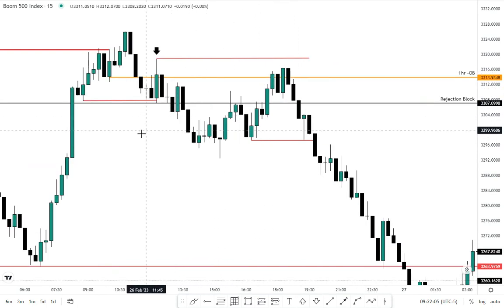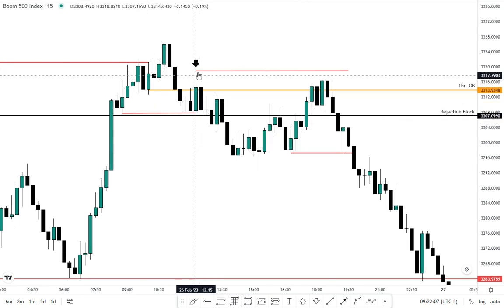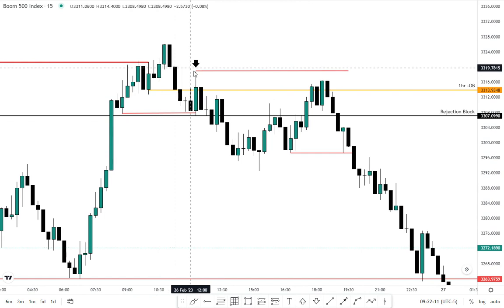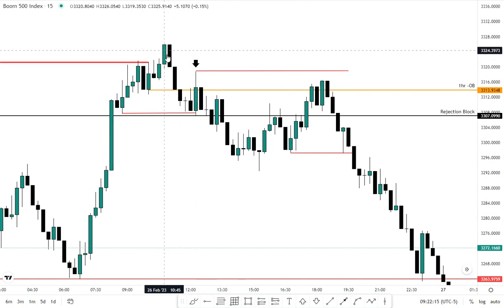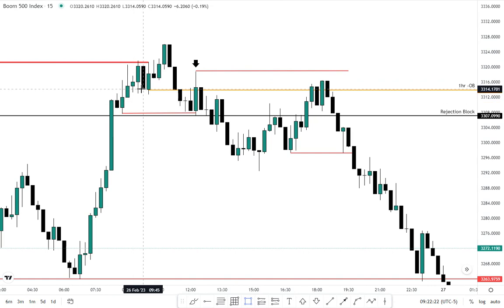But right on this level here, why did this intermediate term high form and stop exactly where it stopped here? Why didn't it trade back all the way to this 15 minute bearish order block? Here's an interesting perspective to it. We have a swing high, a swing low, and a swing high. We have a high, a low, and a higher high. This forms what? A breakout block.